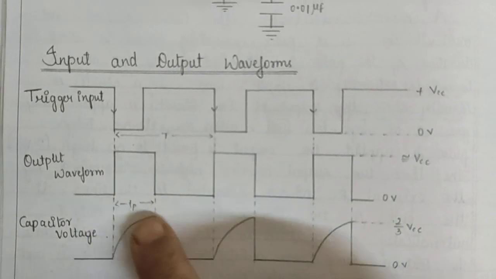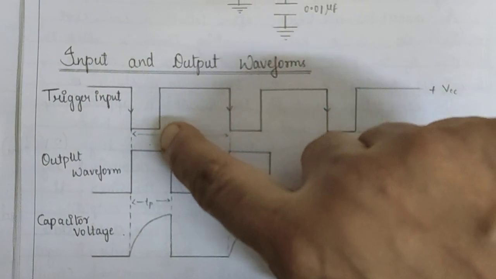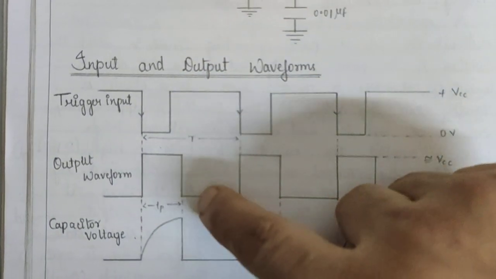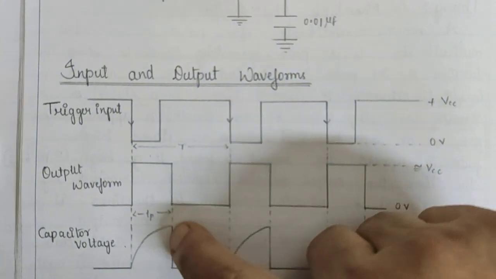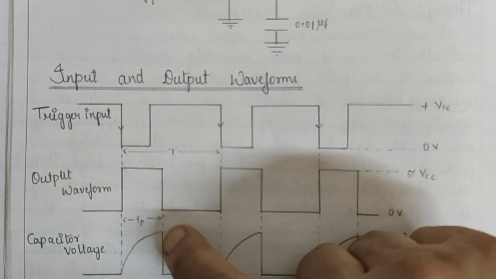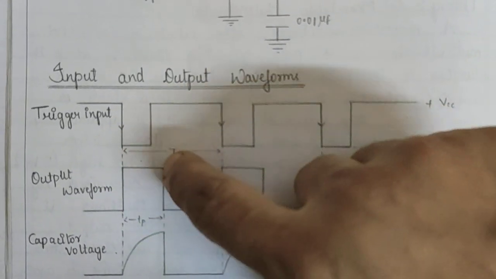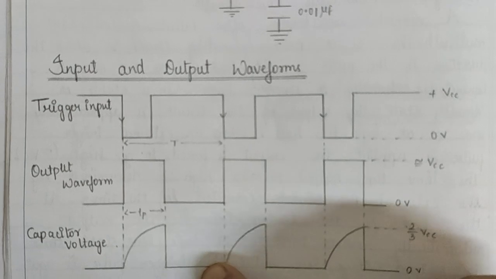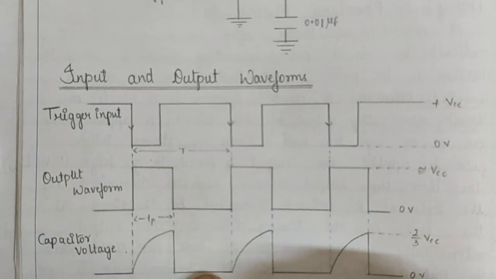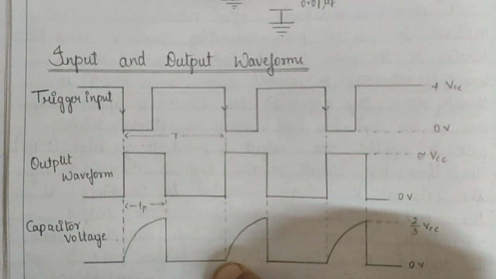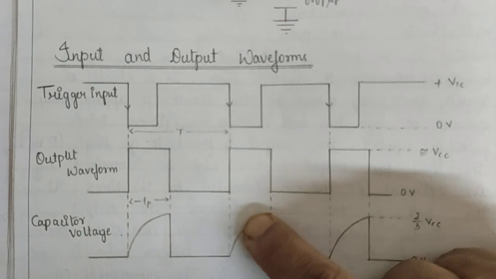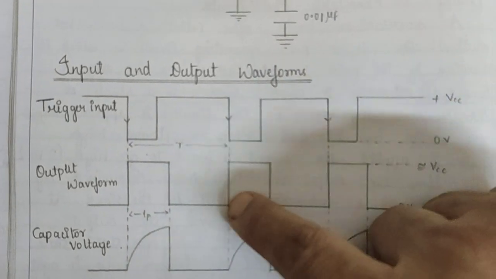Here we have to recognize that a negative trigger pulse is given, and when the capacitor is charged up to a level, we get the output waveform brought down, and it stays low as long as the capacitor is discharged. Again, when the capacitor gets charged, the output goes high.